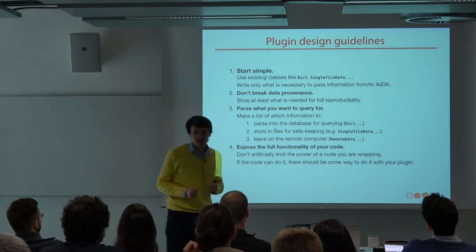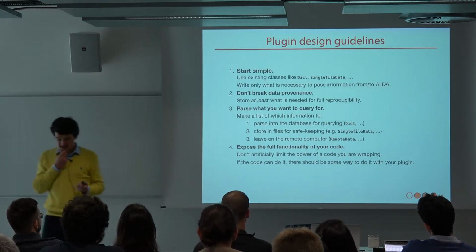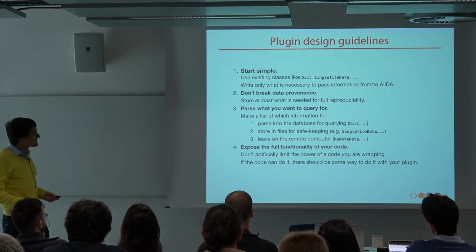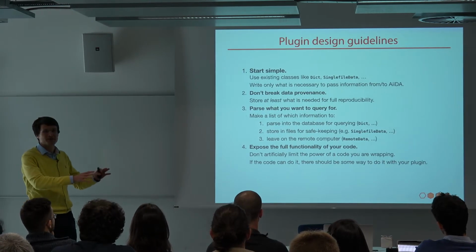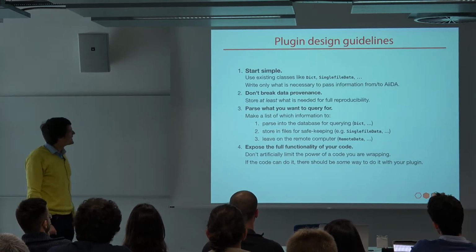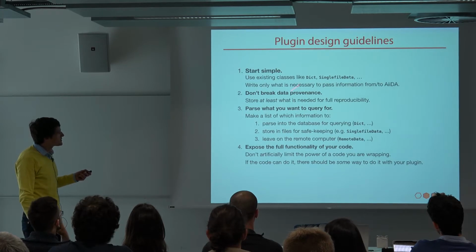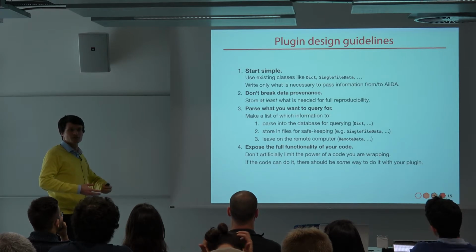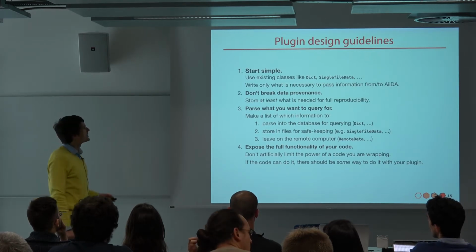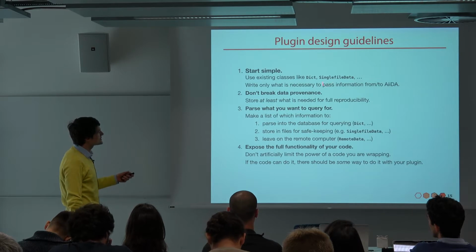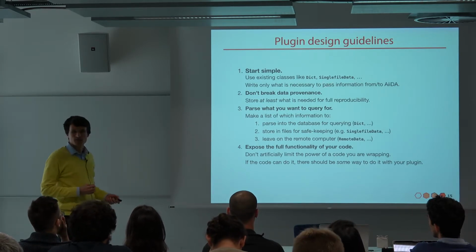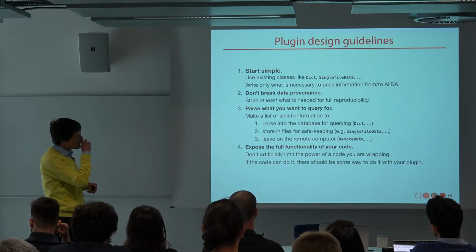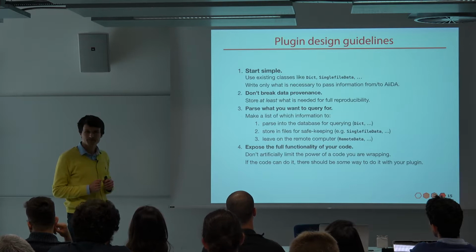This brings me to plugin development and a few basic design guidelines. The first one is start simple. Your plugin does not have to start as a copy of the AiiDA Quantum Espresso plugin. Use existing classes, so you don't need to define your own class in the very beginning. You can use the dict class to give, for example, command line parameters to your executable. You can use the single file data class to get output files back. And start with writing only what is necessary to pass information to AiiDA and get it back.